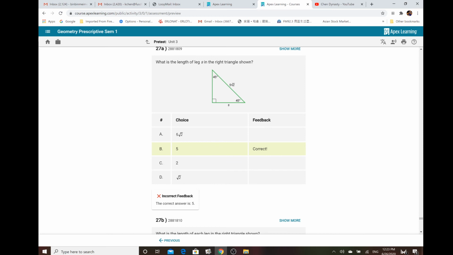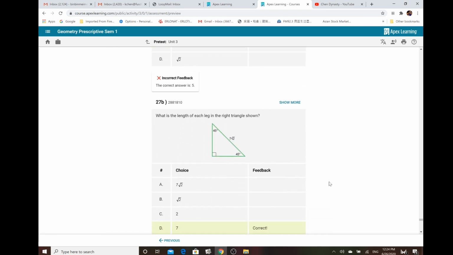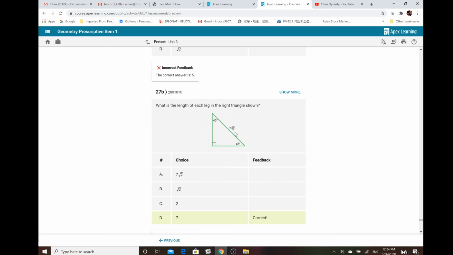Okay, so now 27, what's the length of leg S in the right triangle shown? Using the proportionality or the ratios, this one is 5 root 2. If you divide it by root 2, the shortest leg would be 5. So simply get rid of the ratios, and you get 5. And 27b, similar. The longest leg is given. What's the shortest leg of the 45, 45, 90 degree special right triangle? Divided by root 2, so we get 7.